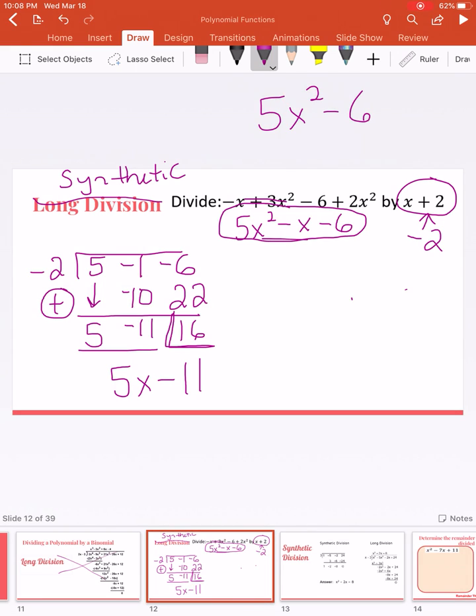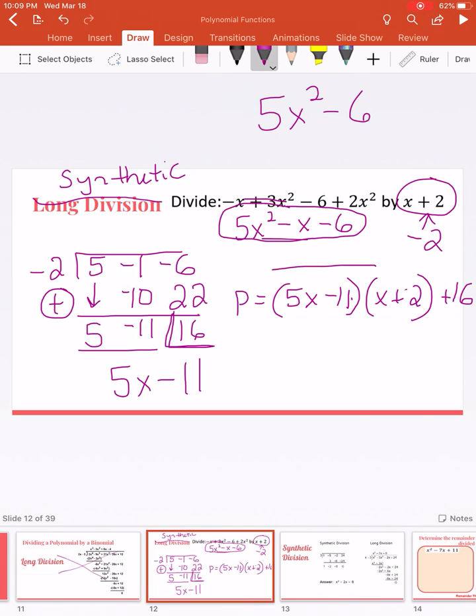So in other words, my polynomial should equal my quotient times my divisor plus my remainder. If you're ever unsure if you did this correctly, you could graph this new equation here, and you should see that it's the exact same as the equation you started with. It's just written in a different format.